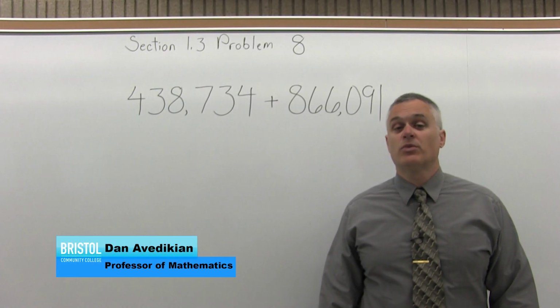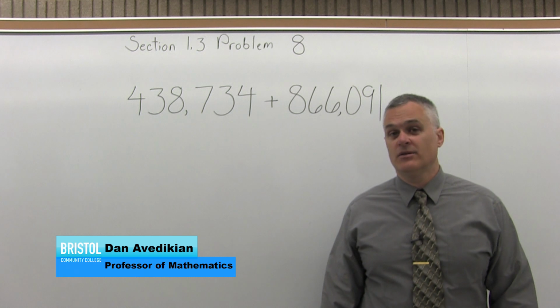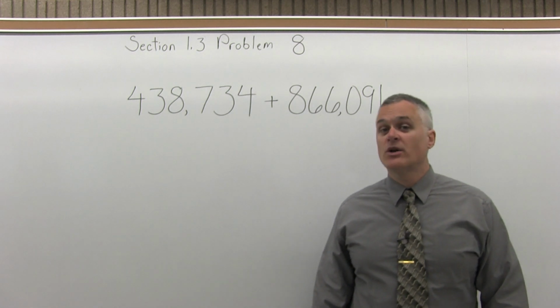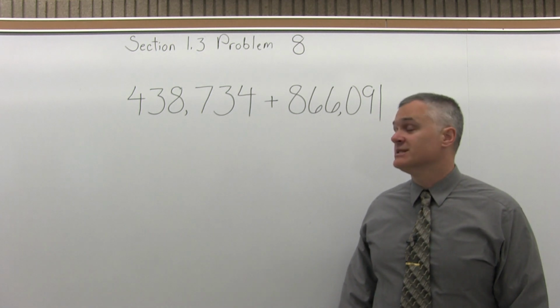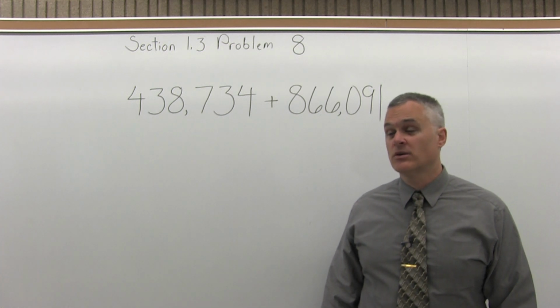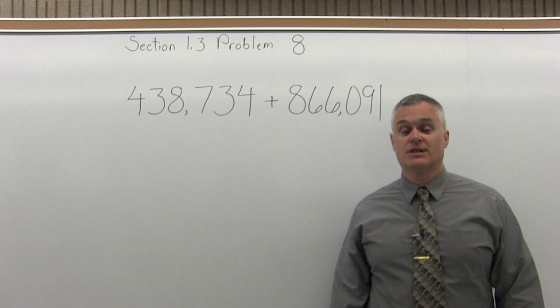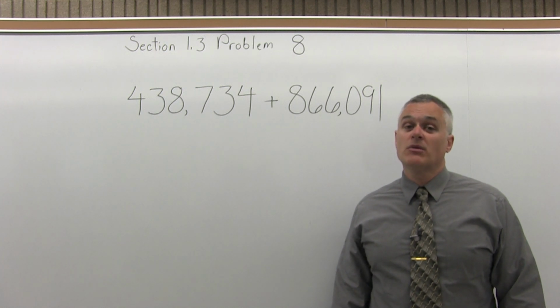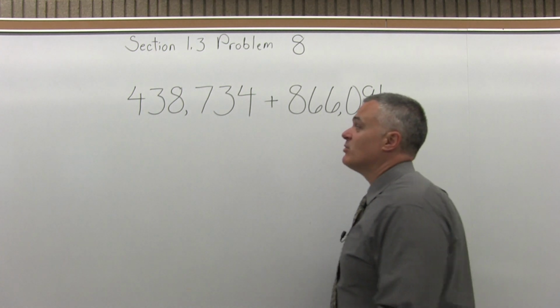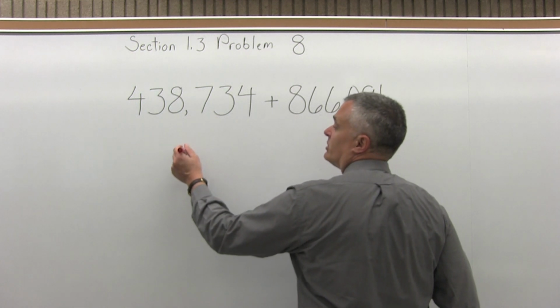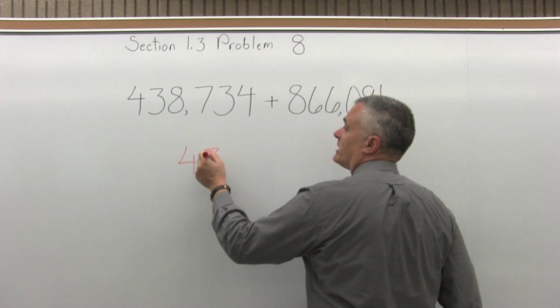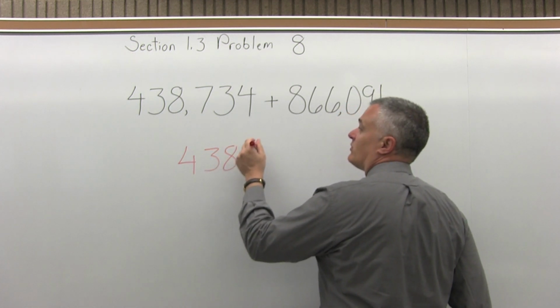This is Section 1.3, Problem 8. We have to add the numbers 438,734 plus 866,091. Now the problem is written horizontally, which I find more difficult. So you can take just an extra minute to write the numbers over again in a vertical format.